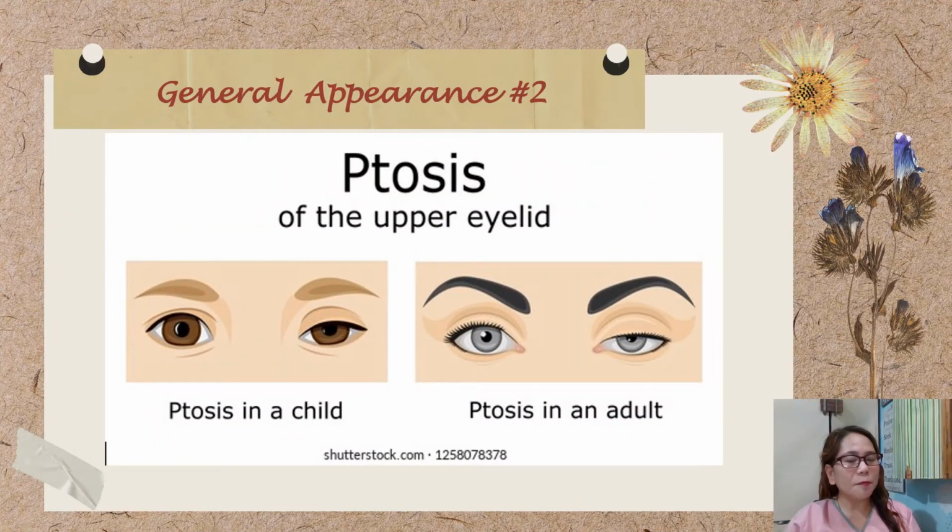Another example of abnormal findings of the face or facial expressions, you may observe ptosis of the upper eyelid. Okay, so this is how it looks like. Medyo maliit yung kabilang eyes, tapos parang nako-cover ng kanyang eyebrow. Okay?